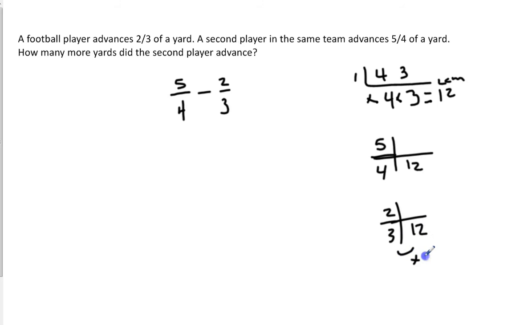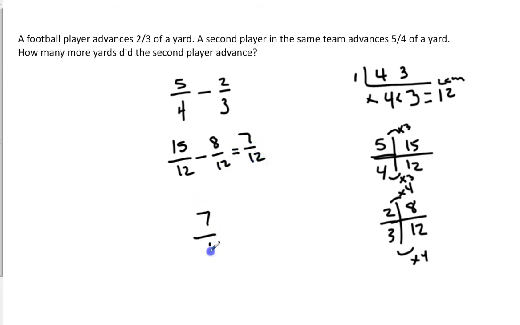So we would do times 4 and times 4, which makes 8/12, times 3 makes 15/12. 5/4 came first. Subtraction is not commutative, so it has to go in the order that we see it. So 15/12 minus 8/12 equals 7/12. So my answer is 7/12 yards.